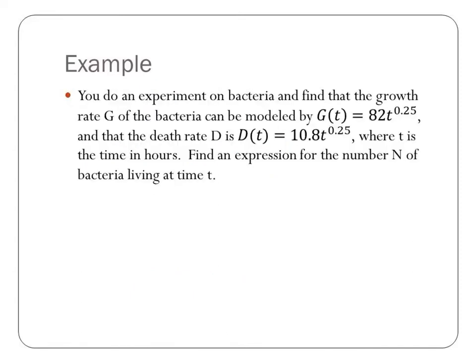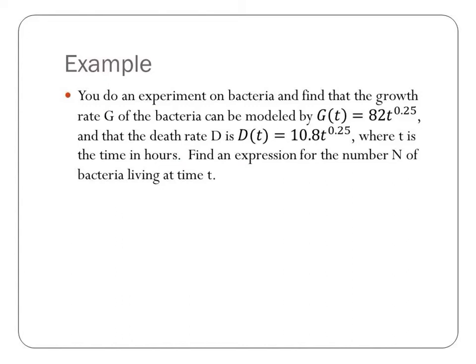All right, so 2 word problems to end with. You do an experiment on bacteria and find that the growth rate g of the bacteria can be modeled by g of t equals 82 t to the 0.25, and that the death rate d is d of t equals 10.8 t to the 0.25, where t is the time in hours. Find an expression for the number n of bacteria living at time t.